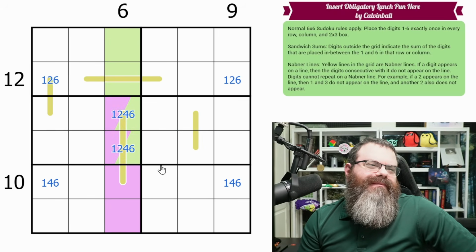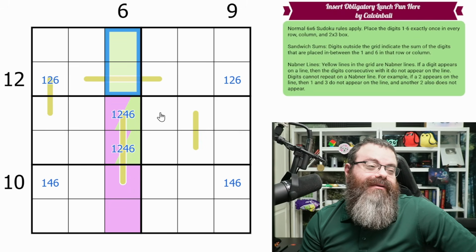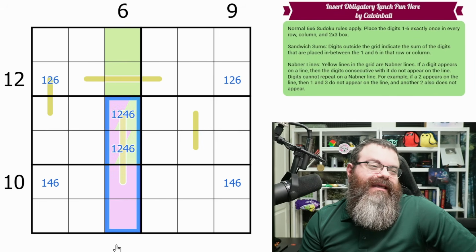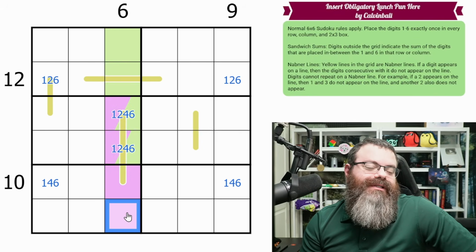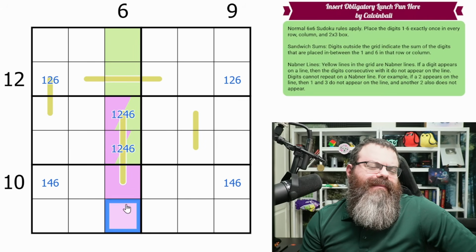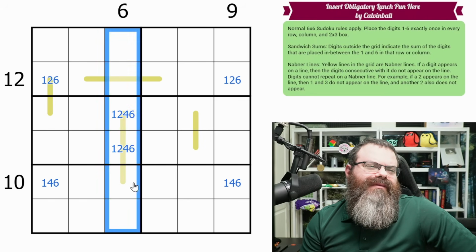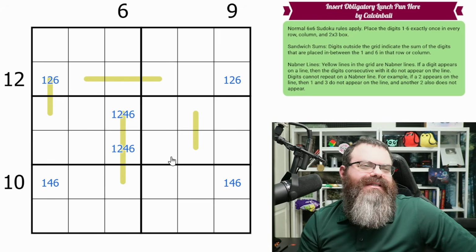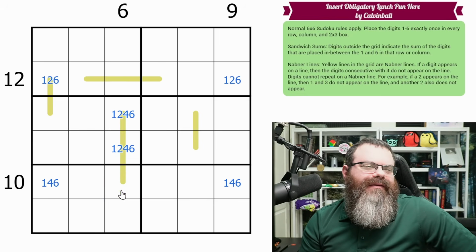Now, that means that either the 3-5 pair goes here or the 3-5 pair goes here. And then if this were our sandwich, this would have to be the 1-2. That doesn't go on the Nabner. I'm not sure if we can define any more than that. That maybe wasn't as helpful as I hoped. 3-5 pair here or 3-5 pair here.